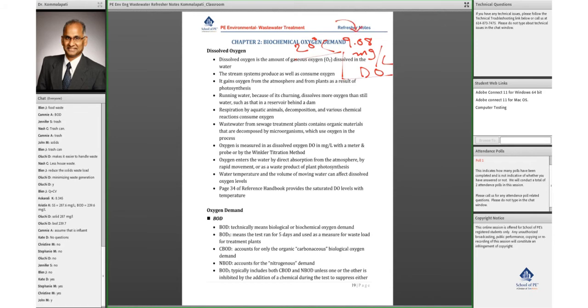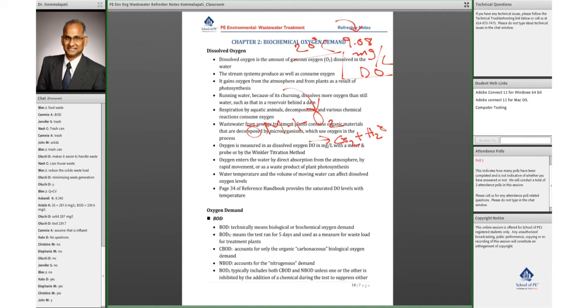So now, if your river has this much oxygen and you dumped a big load of wastewater in it, what happens? That wastewater organic matter is now available as food for the microorganisms. So the microorganisms use the food in the presence of oxygen and break it down to CO2 and H2O, which is a good thing.